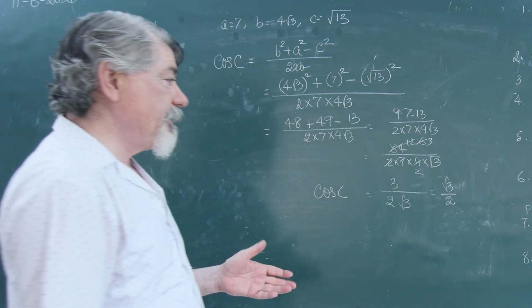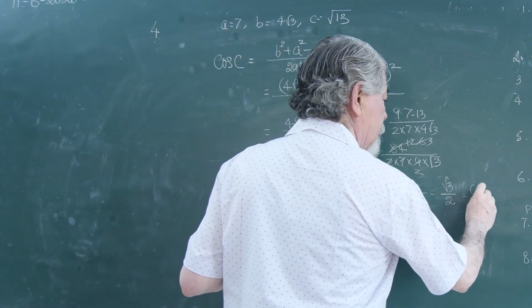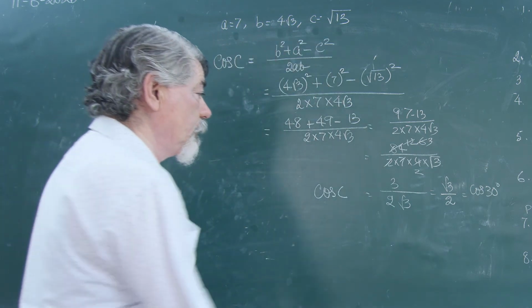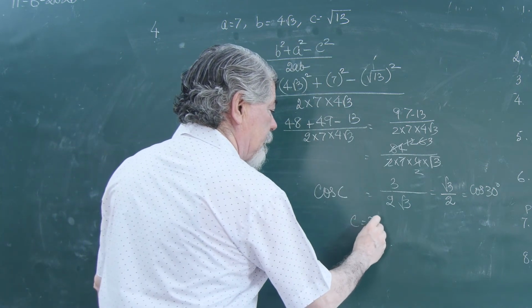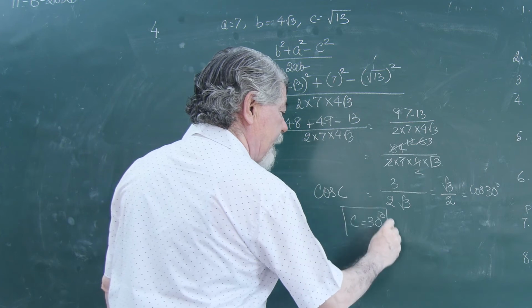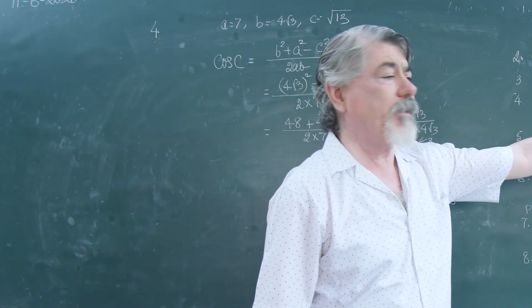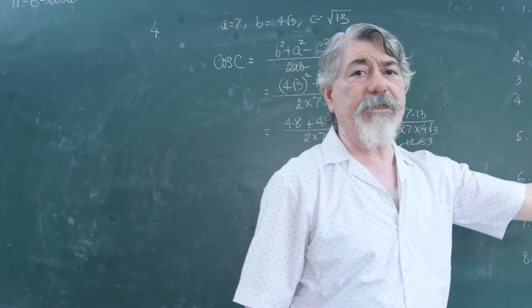So cos C means this is cos 30. The value of cos 30 is root 3 upon 2. So C is 30. That is what we have to prove. The smallest angle is 30 degree. We have to prove that the sides of a triangle are this and the smallest angle is 30 degree.